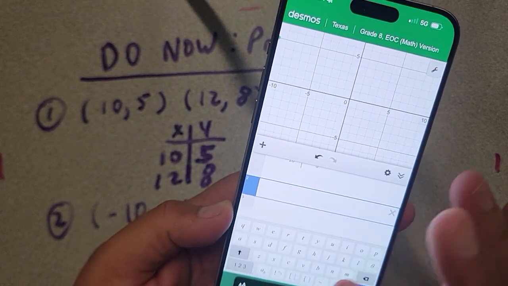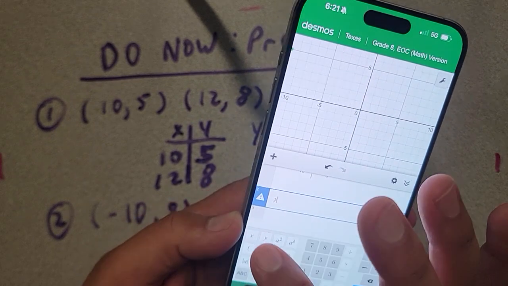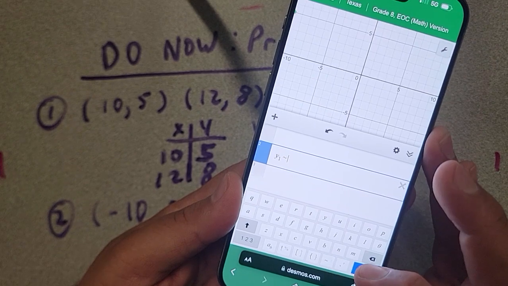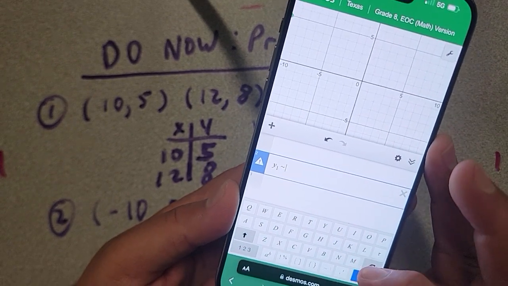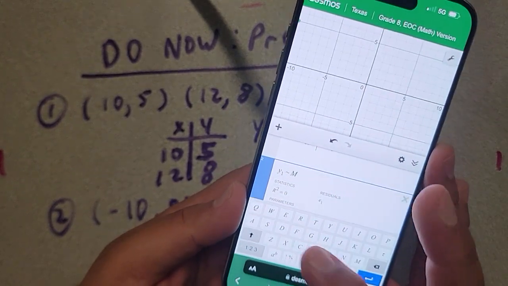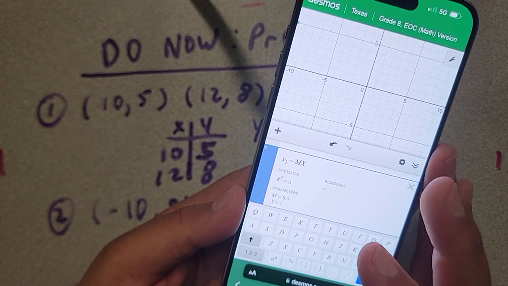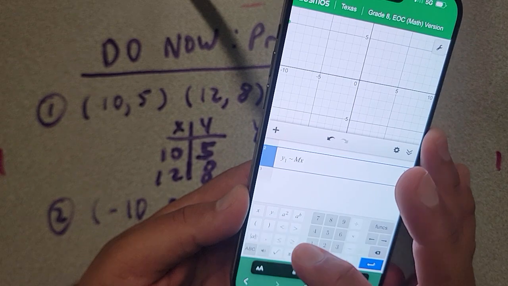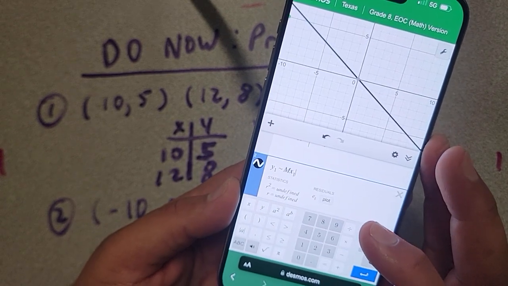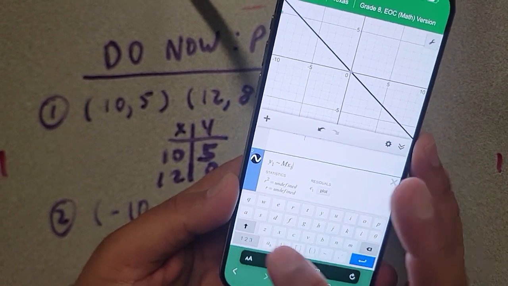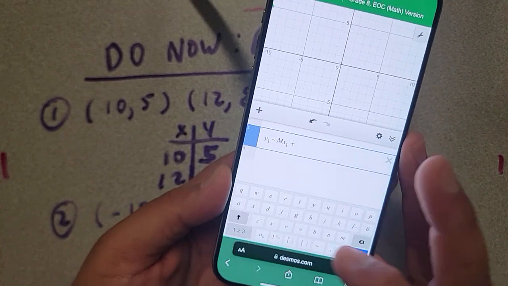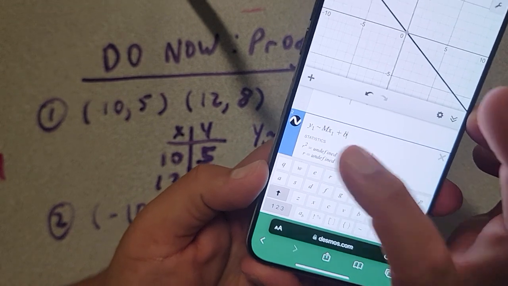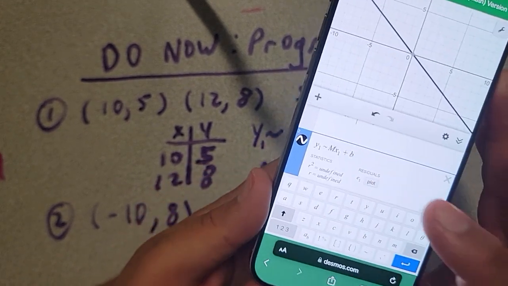All right, move down to number 2. Let's type in our equation. y1, all right, get your little squiggly line, m, x, 1, and then plus b. There you go. Now, with this one, we have to pay attention to this letter R.